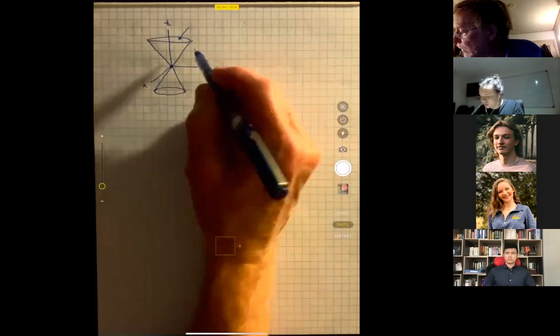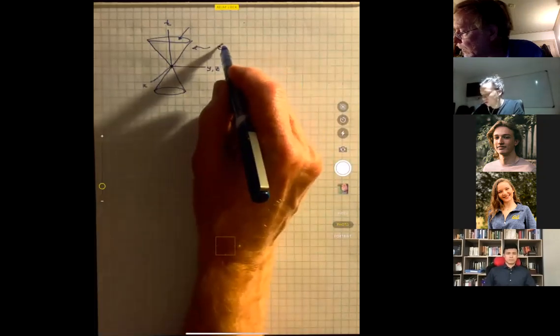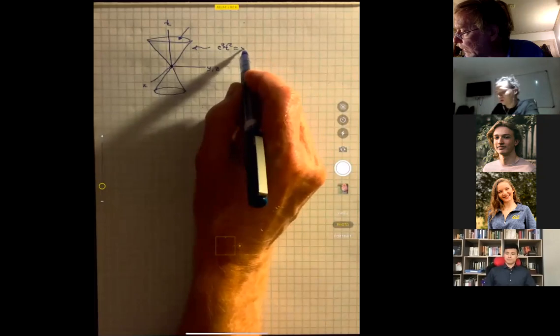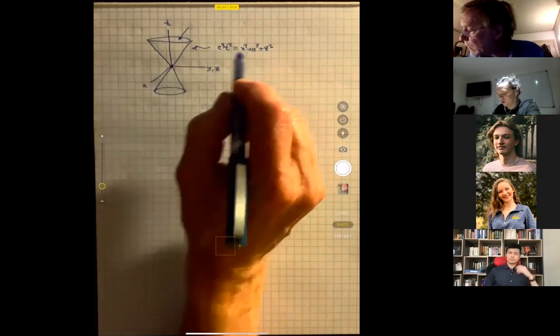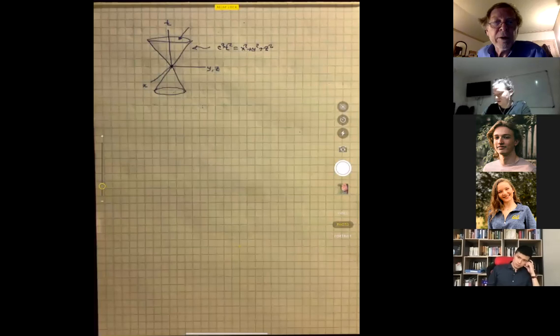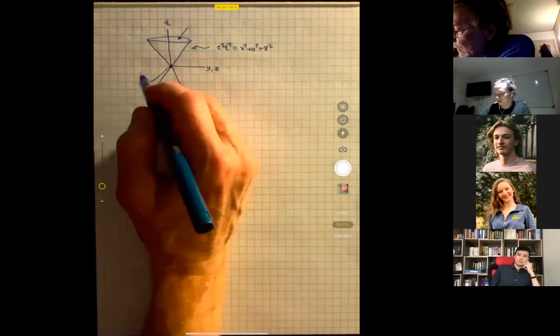Now the equation of the light cone is that c squared t squared is equal to x squared plus y squared plus z squared. That's the equation of the cone, which is revealing a version of the relativistic invariant.